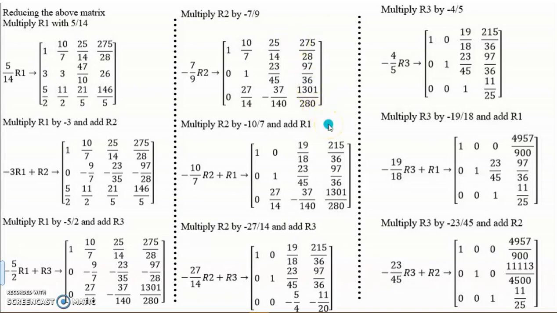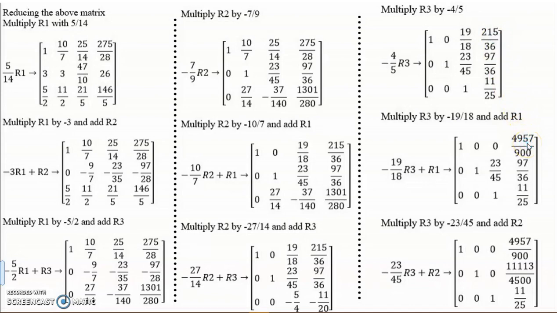The next step is we multiply the second row by -10/7 and add the first row. We multiply the second row by -27/14 and add the third row. The new third row will be 0, 0, -5/4 and -11/20. Next, we multiply the third row by -4/5. The new third row will be 0, 0, 1, 11/25.